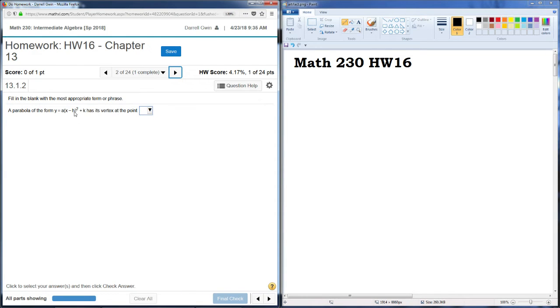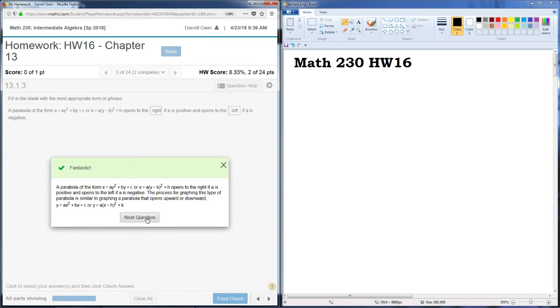This has a vertex of (h, k). All vertices are ironically (h, k). It should not be a hard problem. But instead of y equals x squared, this is x equals y squared, which is a sideways parabola. So if a is positive, it opens to the right, and if a is negative, it opens to the left. This is the new stuff right here, the horizontal parabola.